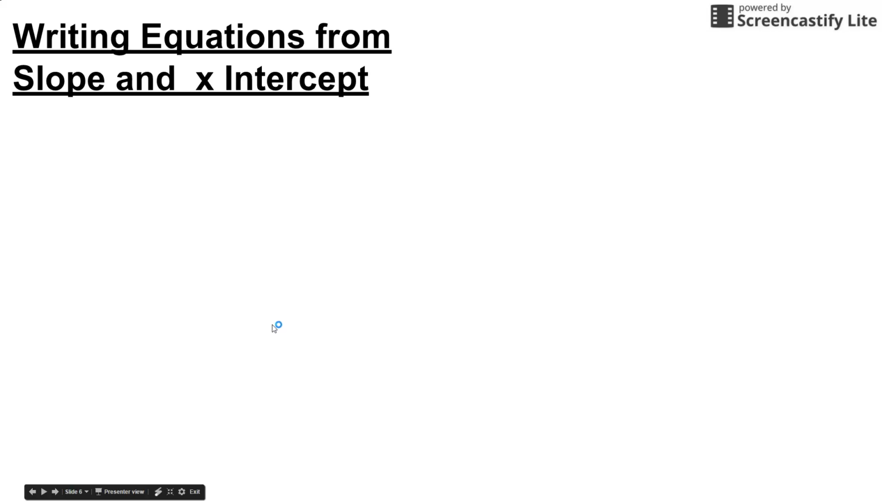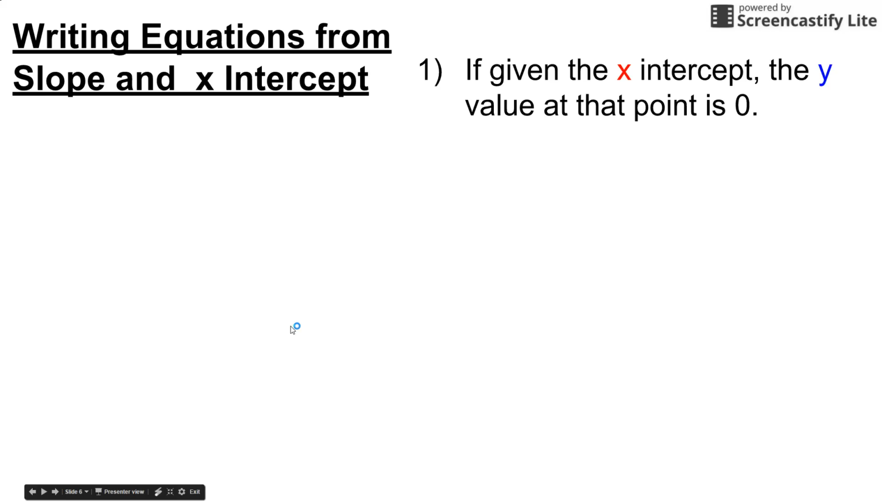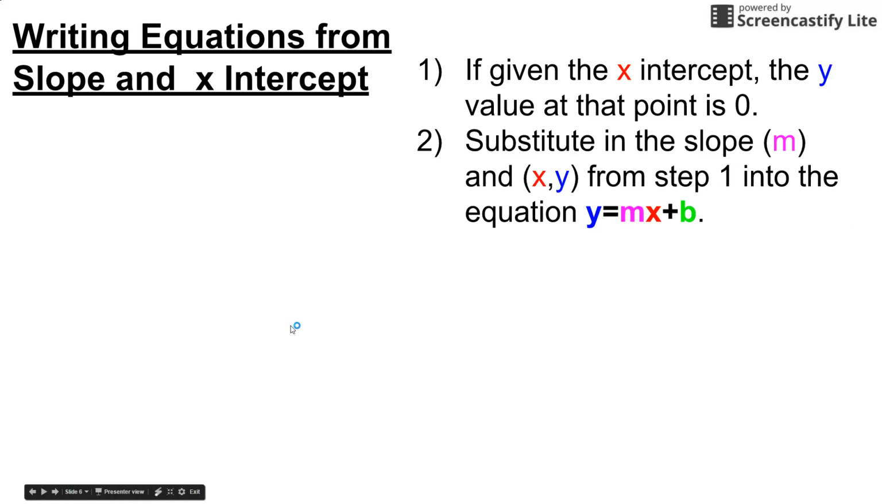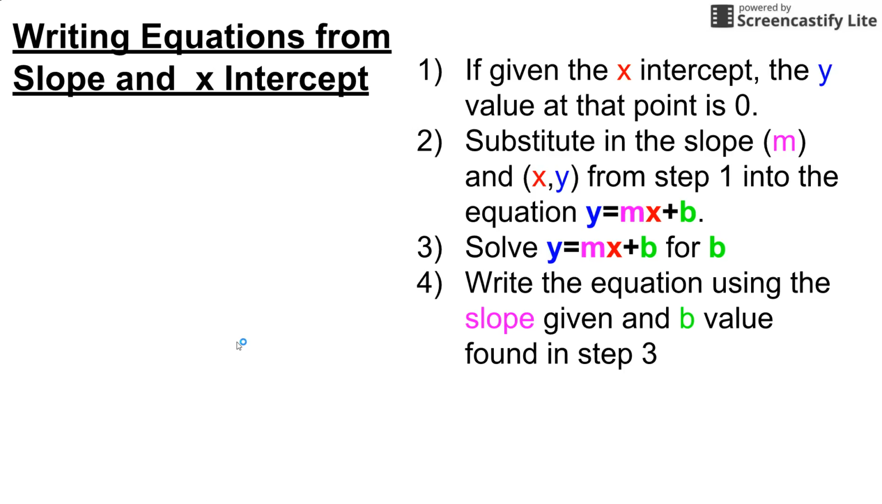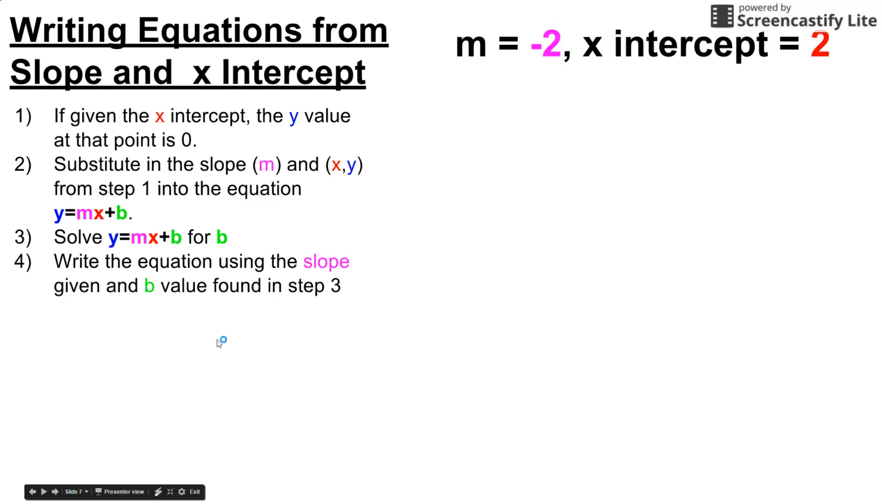Okay, so now writing an equation if you're given the slope and the x-intercept. If you're given the x-intercept, the y value at that point is 0, so your coordinates would be x, comma 0. You're going to substitute the m, x, and y into the equation y equals mx plus b. You solve for b, then put m, which is given in the problem, and the b that you find in step 2 into the equation y equals mx plus b, and you've solved the problem. So we're going to do an example here.